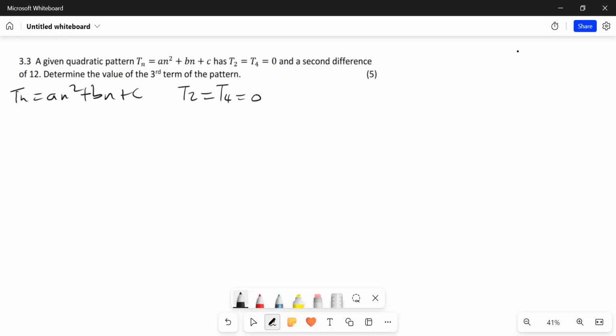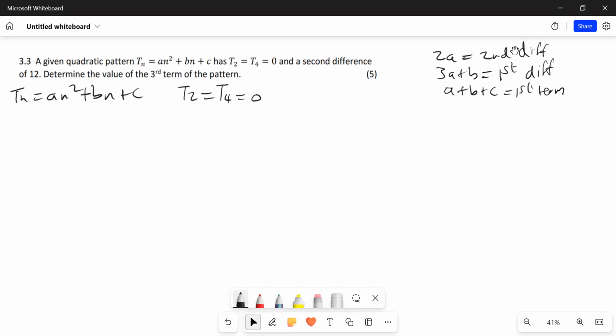Okay, let me explain something quickly. 2a is equal to the second difference. You need to know this. And then 3a plus b is equal to the first difference. And then a plus b plus c is equal to the first term. We can say the first term, right? So with this information, I feel like we can get somewhere.